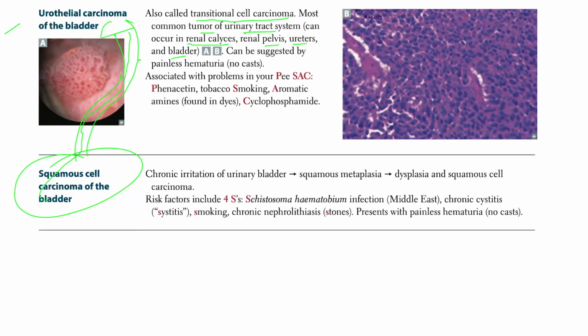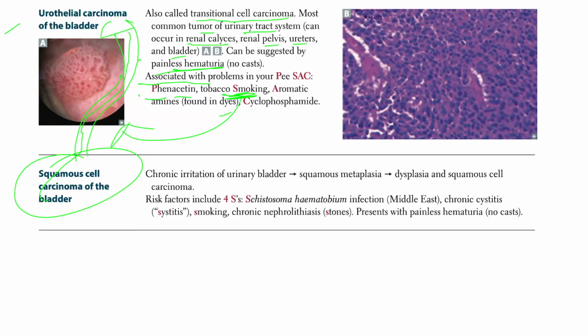It can be suggested by, again, painless hematuria, but no casts. Painless hematuria associated with problems in the urinary tract. So what is this associated with? It is associated with phenacetin, tobacco smoking again, aromatic amines found in dyes, and cyclophosphamide.